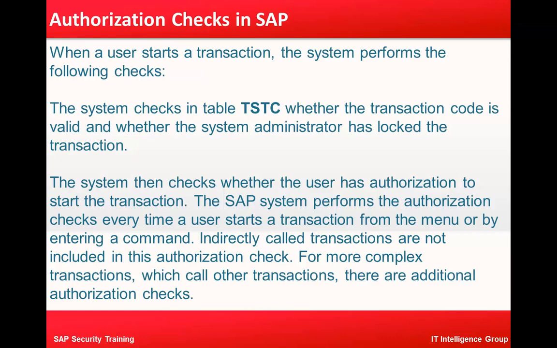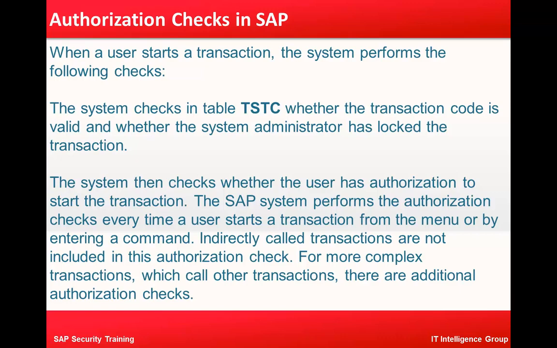First thing that happens is the system checks in the table TSTC whether the transaction code is valid or not, and whether the administrator has locked the transaction or not. That is the first check: it will go into the table called TSTC and find out whether the T code is valid or not. After that, if the T code is valid, it will check whether it is locked or not.